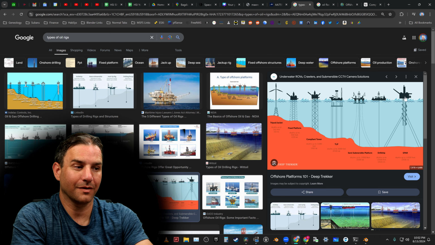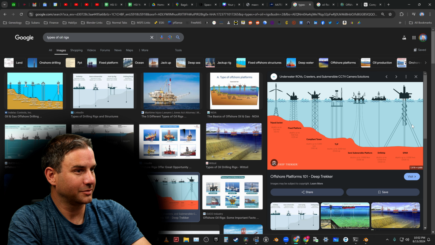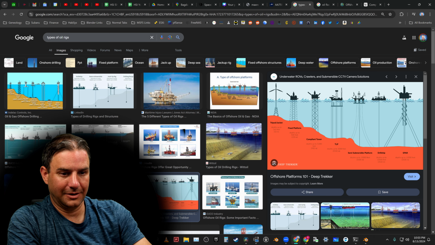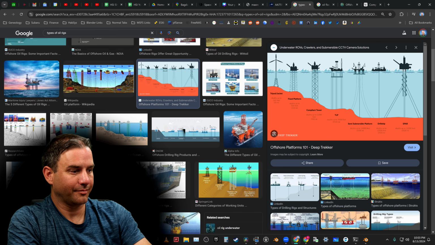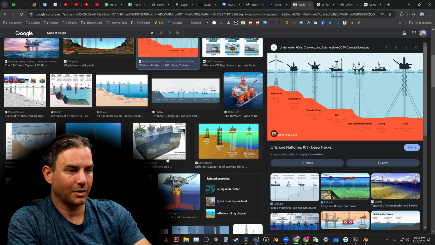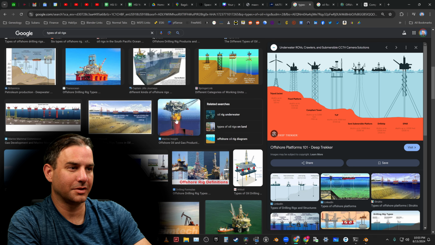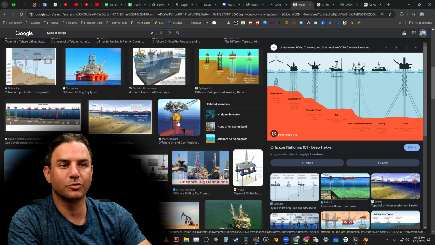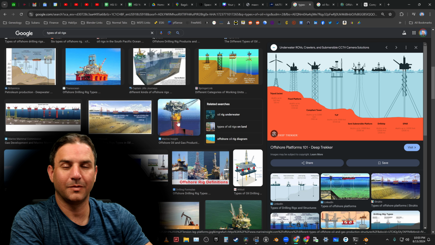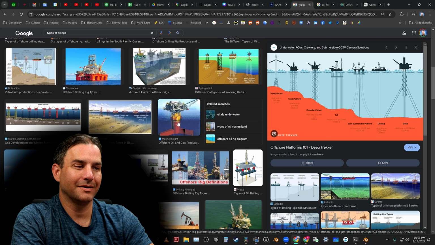I mean, that spar, like in this image here, this is a tension leg, but this is a huge amount of surface area to be painted. And that's one of the biggest problems we have with seasteading: how can you maintain that?